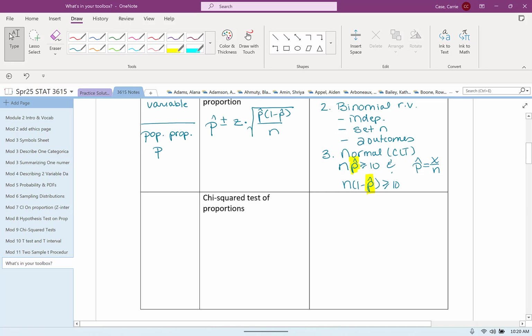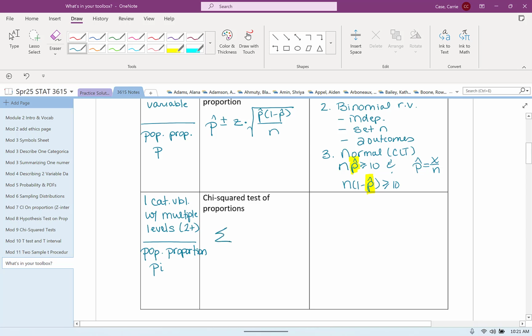The next test that we did was the chi-square test of proportions. And in that case, we have one categorical variable with multiple levels associated with it, at least two or more levels. The parameter of interest is the population proportion, P or P sub i. And this is a chi-square test of proportions.